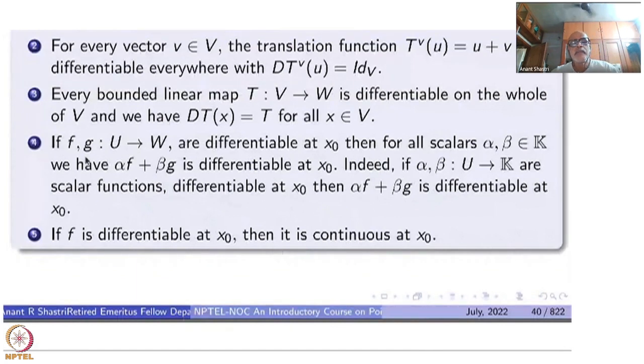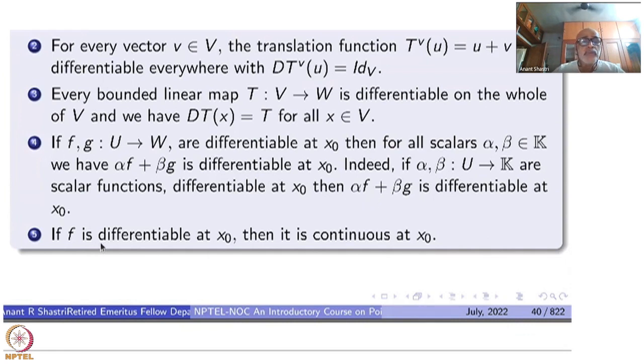And then the standard addition rule and scalar multiplication rule. If f and g are differentiable at x naught, and alpha, beta are scalars, then alpha f plus beta g is differentiable at x naught. Indeed, if alpha and beta from U to K are scalar functions which are differentiable at x naught, then alpha times f, this is not a composition, this is just scalar multiplication, so the derivative of alpha f makes sense. It will be differentiable. Similarly, beta g makes sense, and the sum makes sense. So this will also be differentiable at x naught. Of course, you have to use the Leibniz rule here.